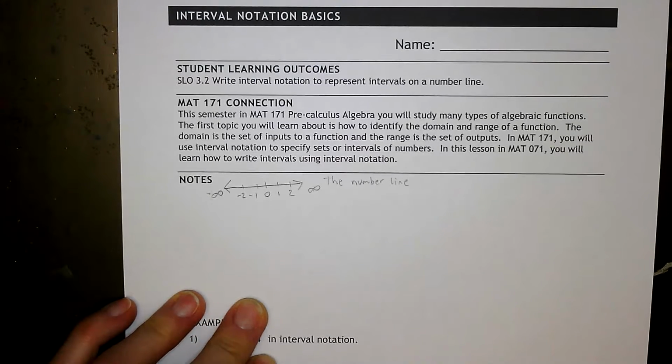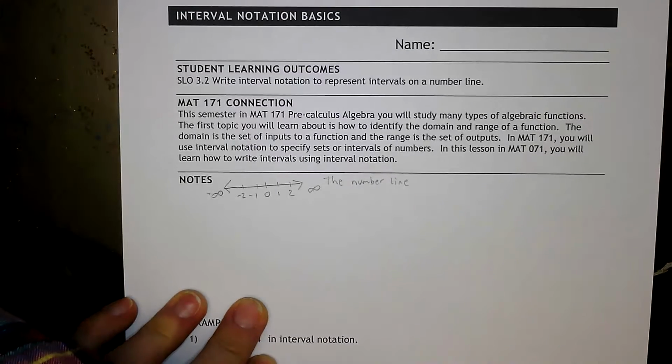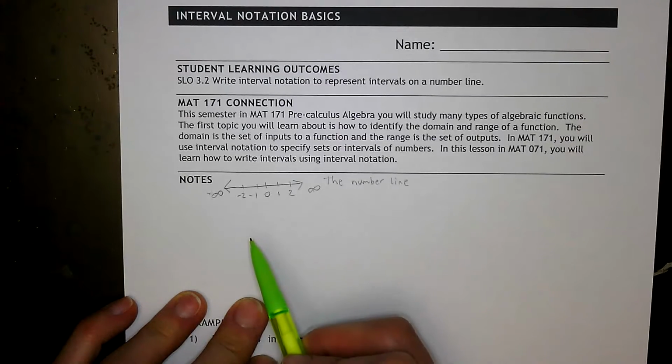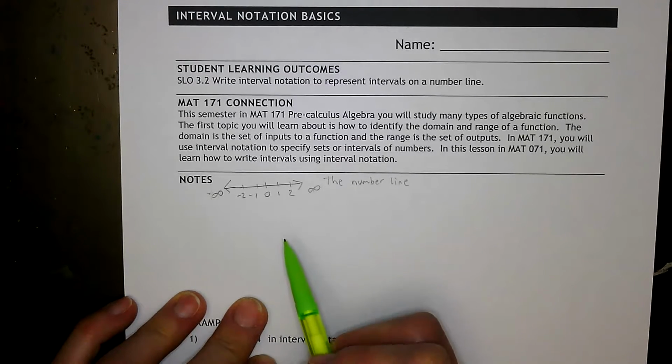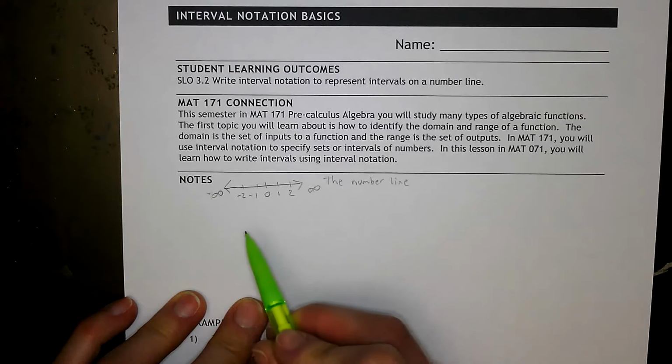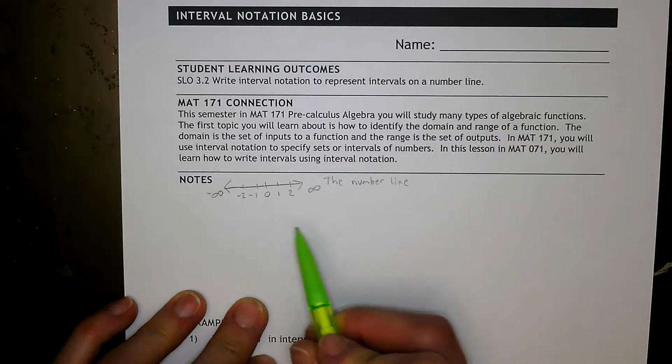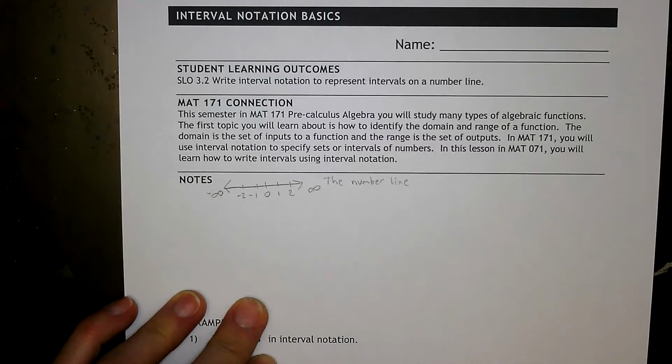Again, in Math 171, it's used to specify the domain and the range of a function and the solutions to an inequality. So here are the basics. We write the intervals from left to right just like we read. The smallest value is on the left, the largest value is on the right, and there's always a comma separating the values.